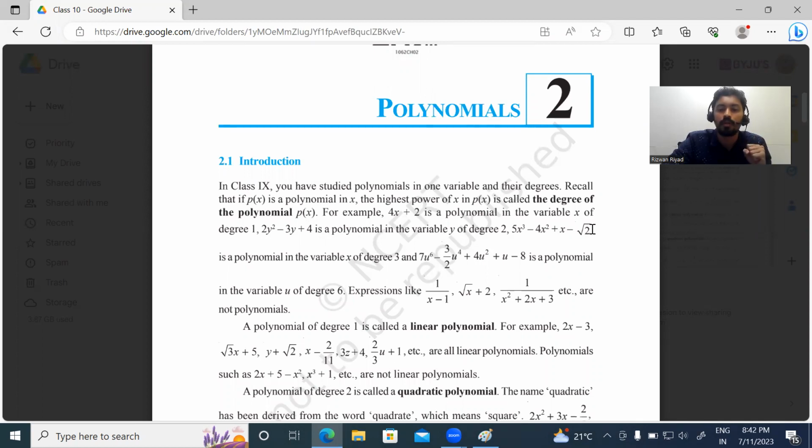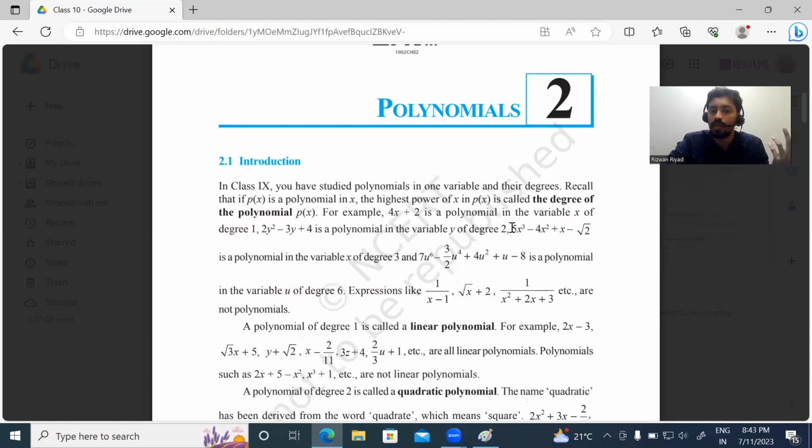This is a polynomial because here x is the variable. Here you can see x cube, x raised to 3. There 3 is the exponent of x, and 3 is a whole number. Then minus 4x square, there 2 is the exponent of x, and 2 is a whole number. Similarly, simply x means x raised to 1, so 1 is the exponent of x, and 1 is a whole number.